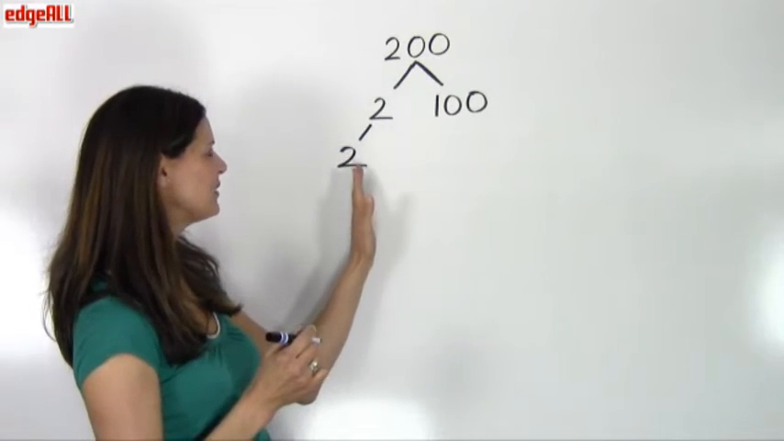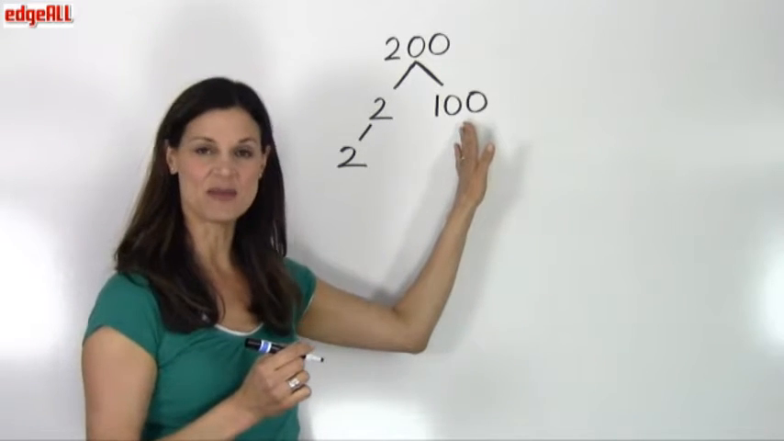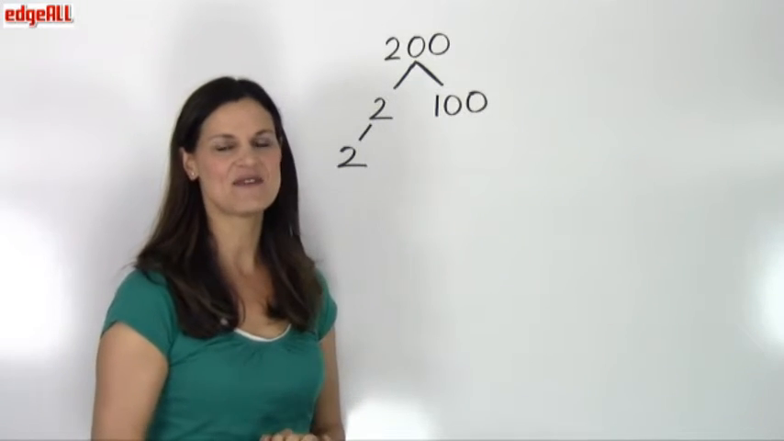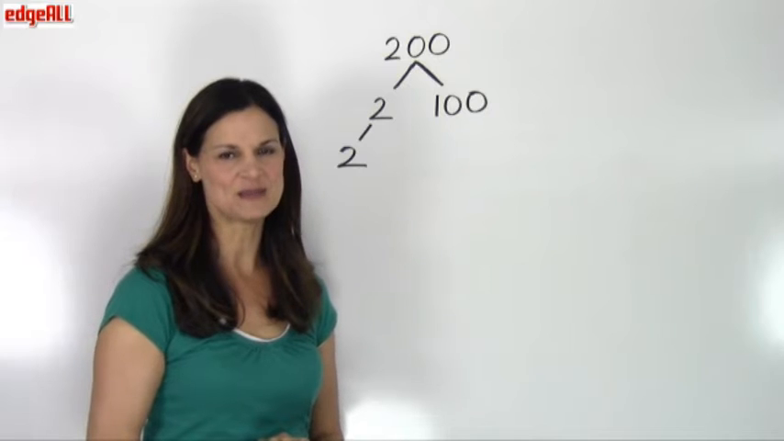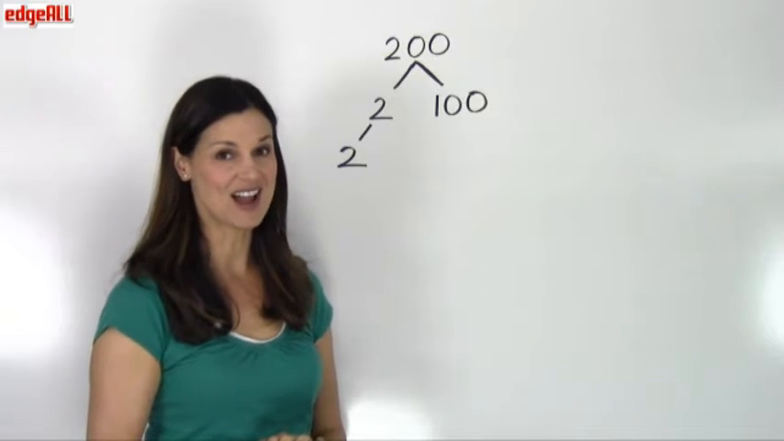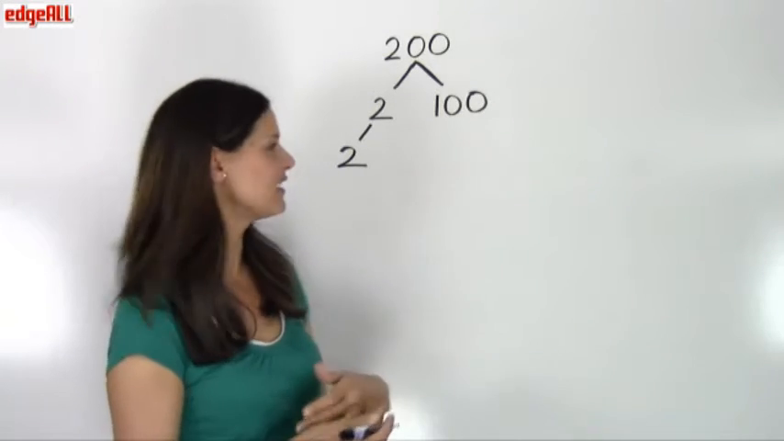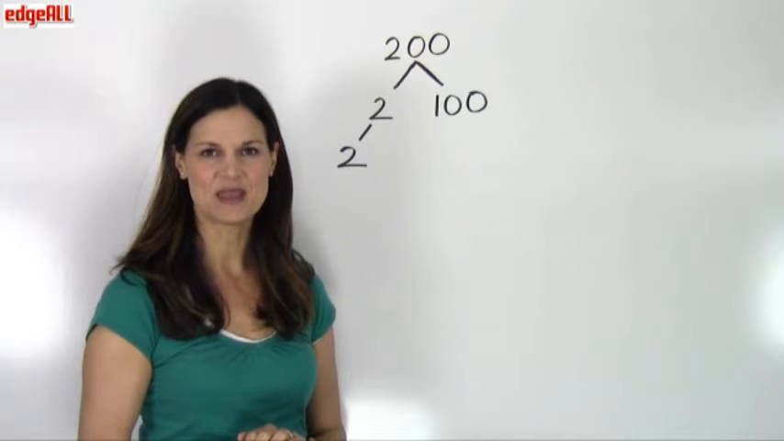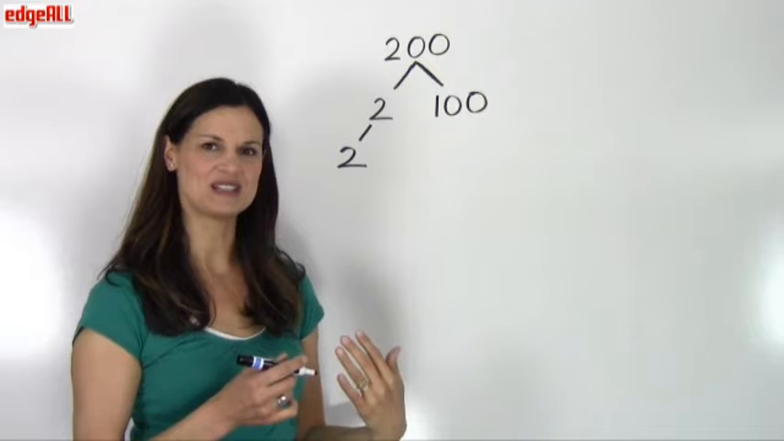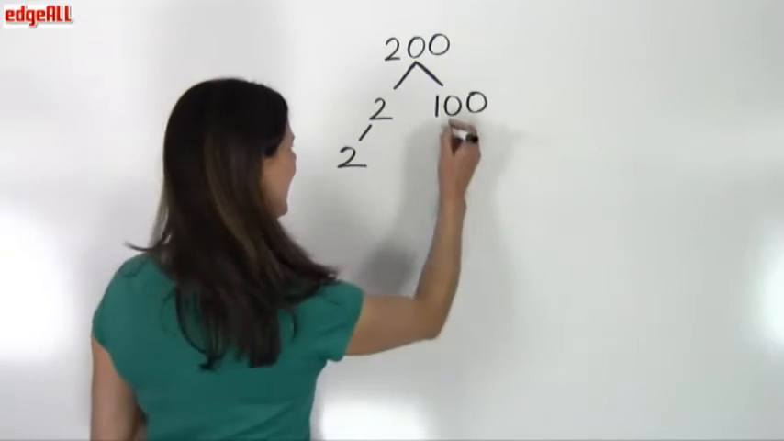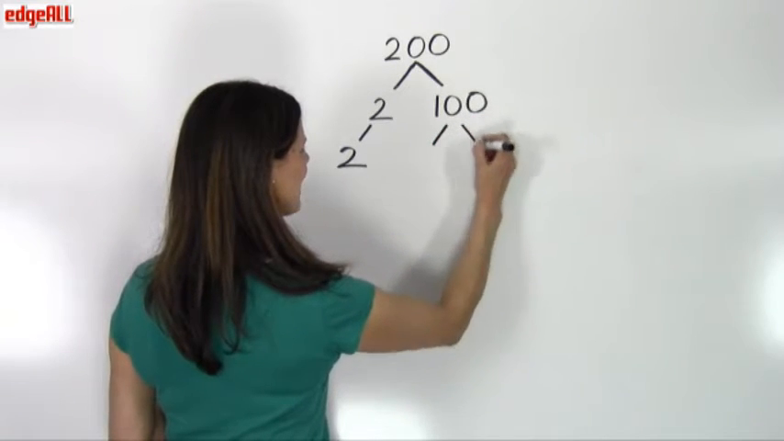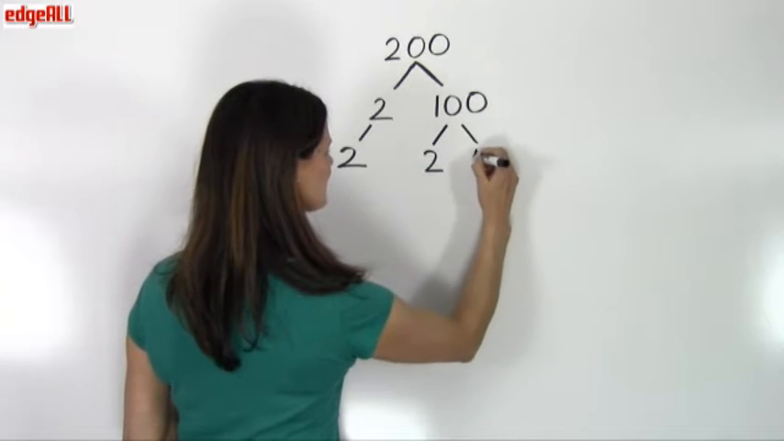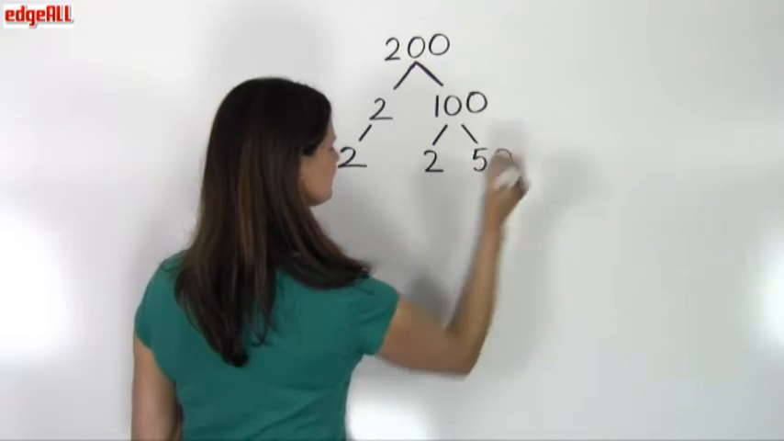So I leave my 2, but then I need to start working on my 100 and see, first of all, if it's divisible by 2. If it's not, then I move up to 3 and up to 5. But in this case, 100 is divisible by 2. So I do 100 divided by 2, which equals 50. And I break this 100 down into 2 times 50.